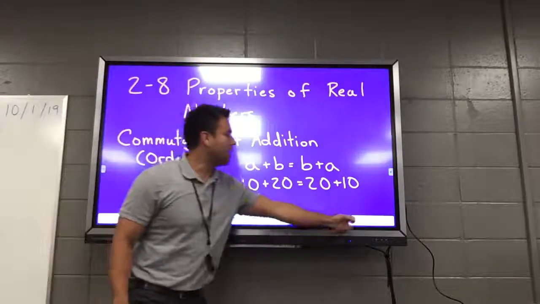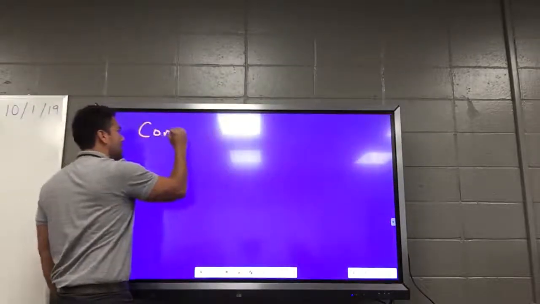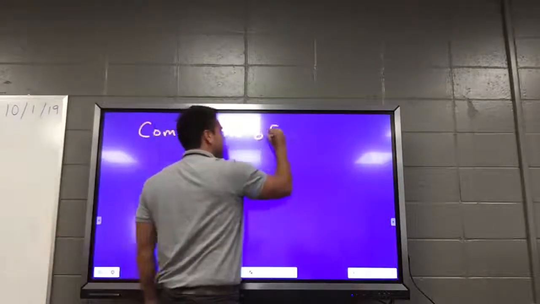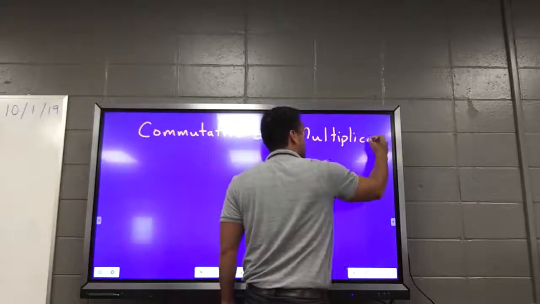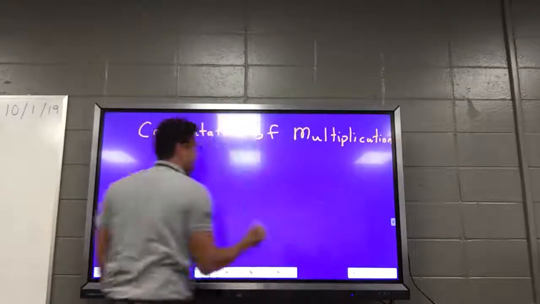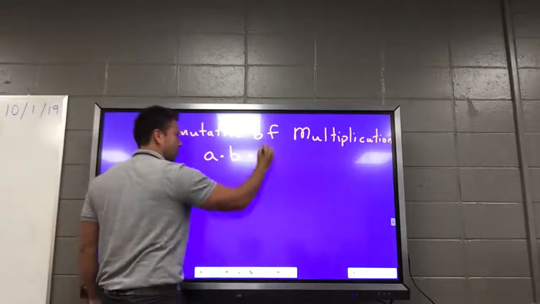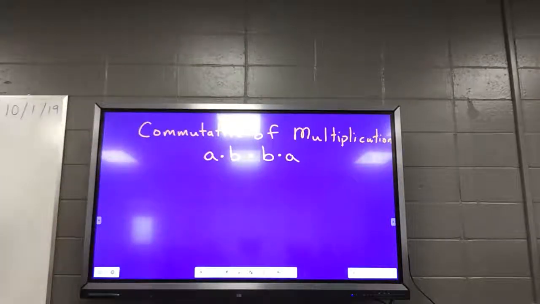What do you think the commutative property of multiplication is? 7 times 8 equals 8 times 7. A times B is equal to B times A. That's how you say it algebraically. Therefore, any 2 numbers that are multiplied together can be switched around.